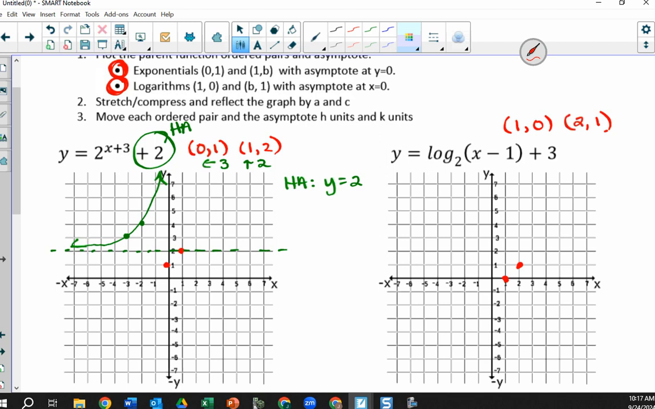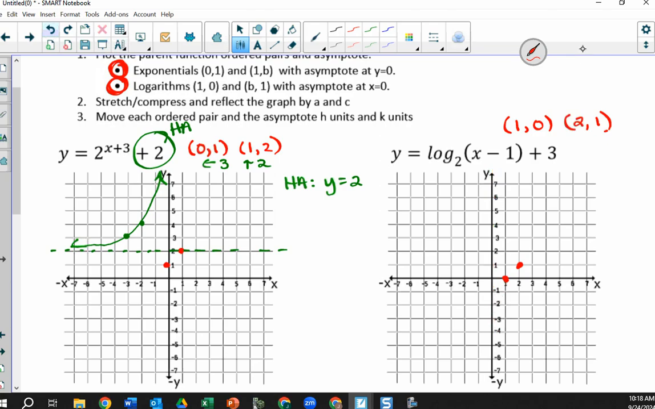I'm not going to draw it yet, but what kind of asymptote does this have? Vertical at 0, okay? Right? Logs always have a vertical asymptote. This would be the general shape of the parent graph. But we're going to do things to that parent graph. We're going to move it.